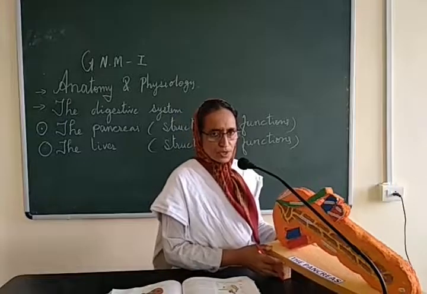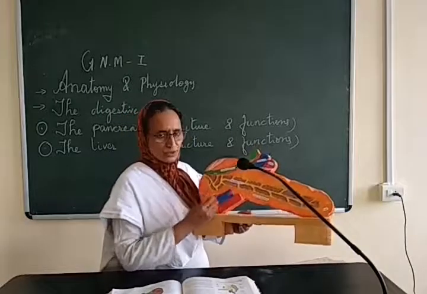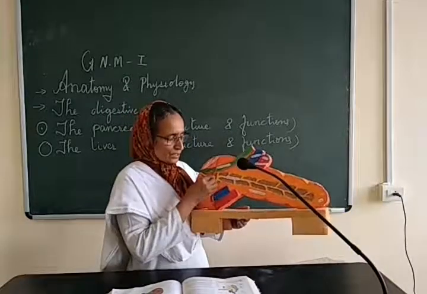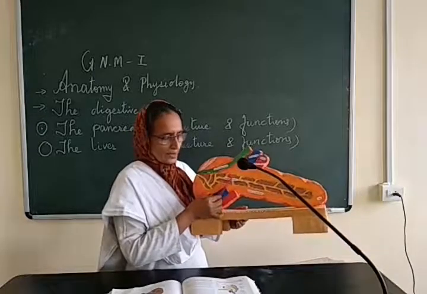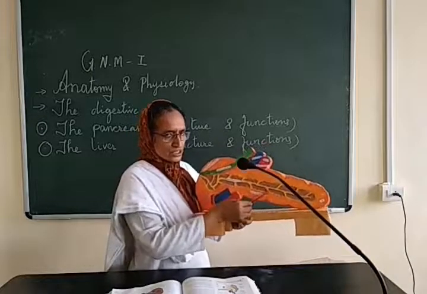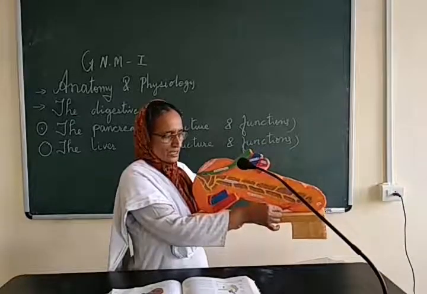We have the model of the pancreas here. It is a leaf-like structure, the broad part and that is called the head. The middle portion is known as the body and then the narrow part is known as the tail.